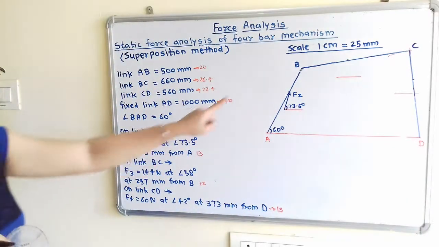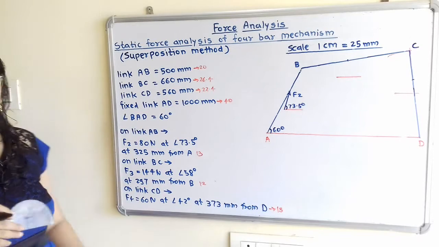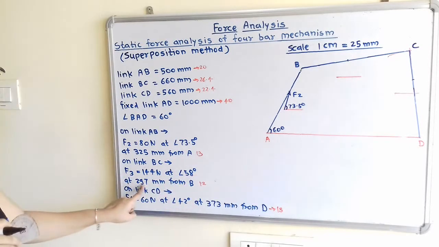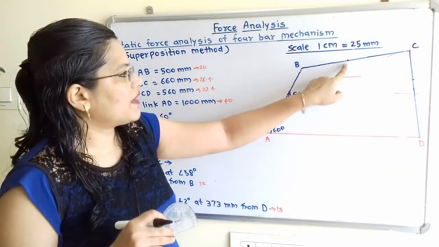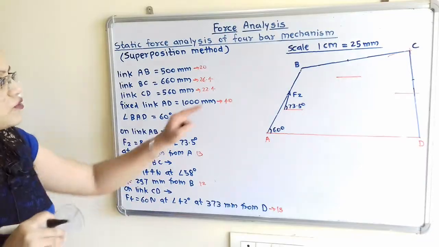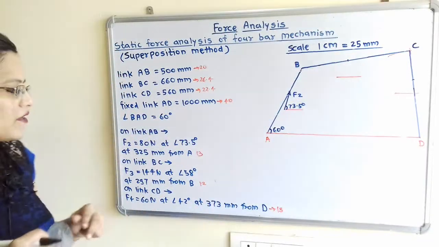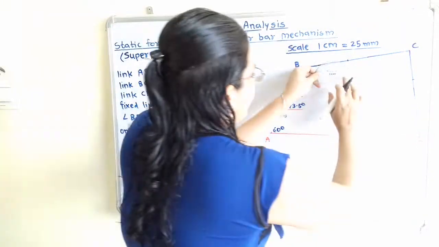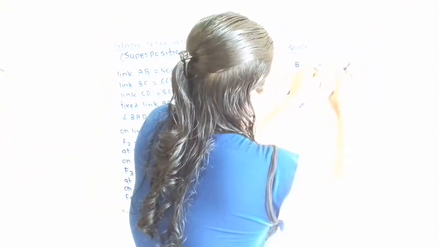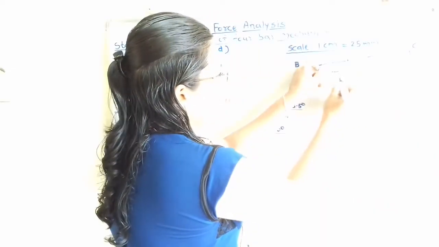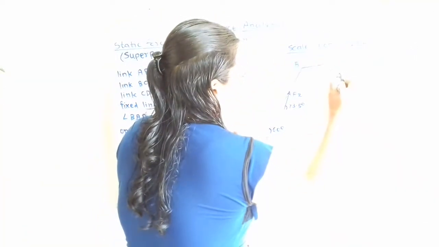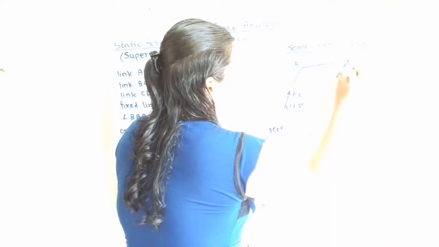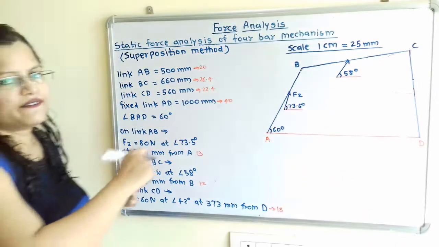Now in the same way, on link BC, F3 144 Newton at angle of 58 degree and 297 mm from this point P. So 297 divided by 25, which is equal to 12 cm. So we will take here 12 cm distance, mark one point, and at this point we will take 58 degree angle. So at this 58 degree angle we will join this center of the protractor along the horizontal line. So if I join this, then along this horizontal line 58 degree angle, this force is force F3.